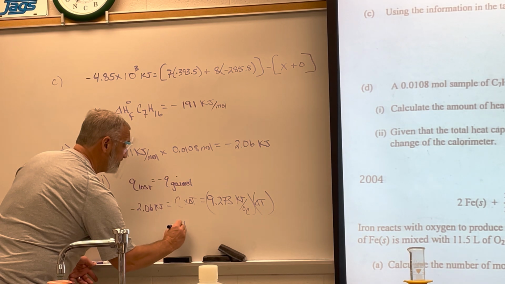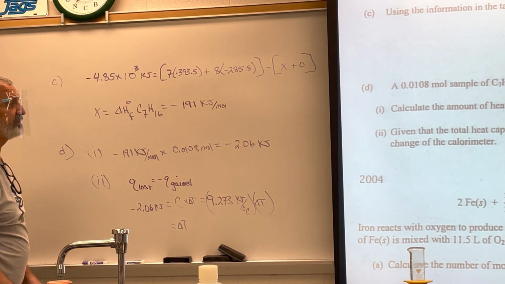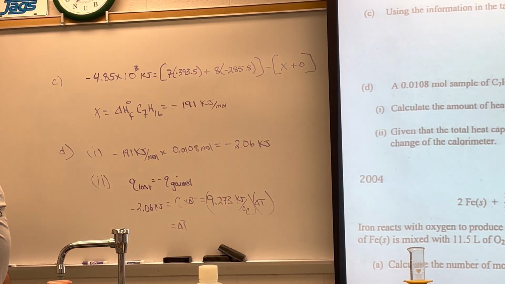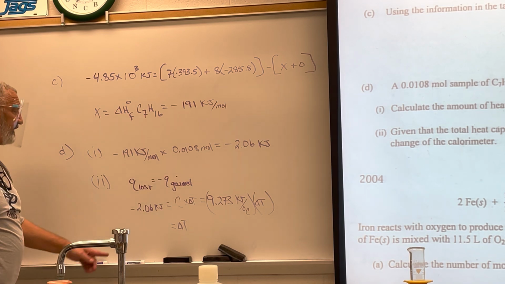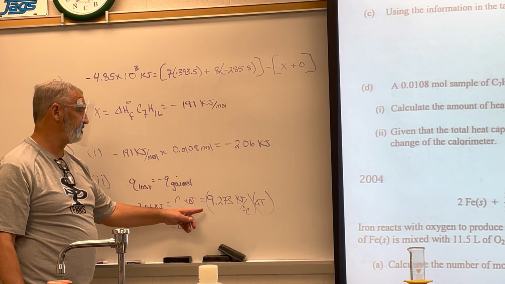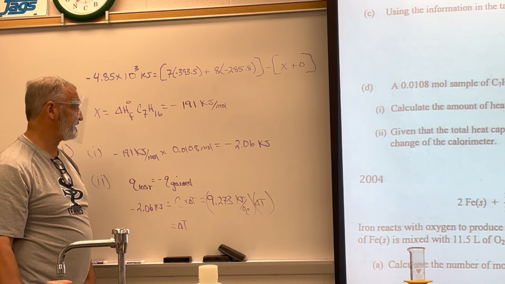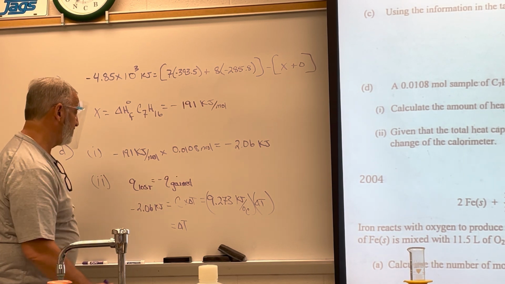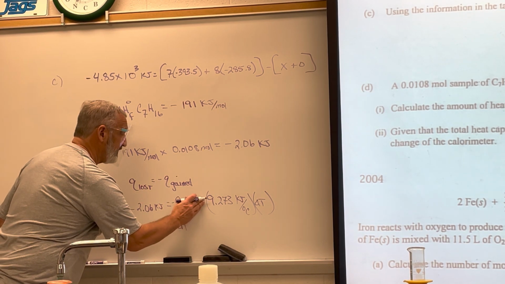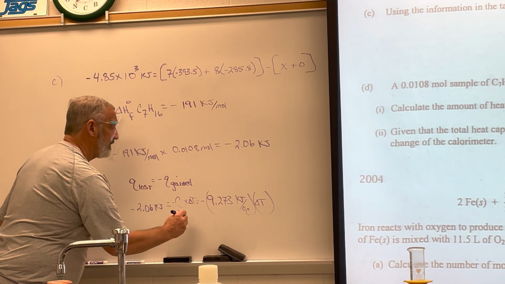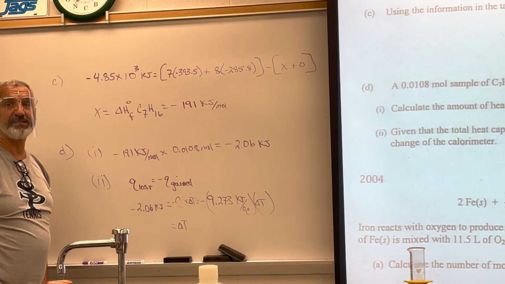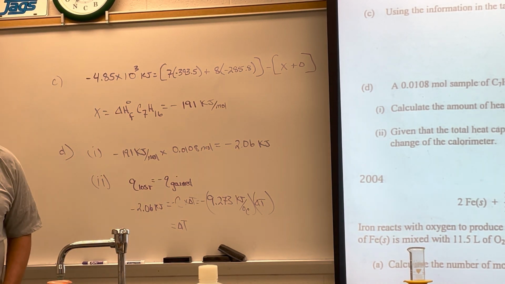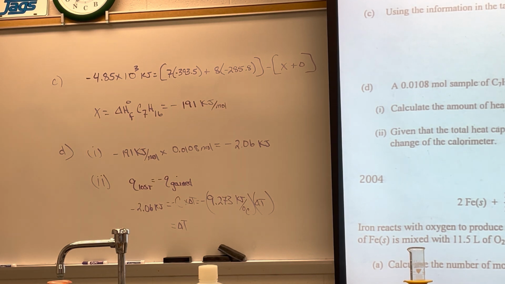So the change in temperature is equal to negative 2.06 divided by 9.273, and this is negative again, so we're going to make a negative of this. So it's going to come out to be a positive temperature change, which we know, if it's burning, temperature is going to go up. So you know you have to have a positive increase in temperature.